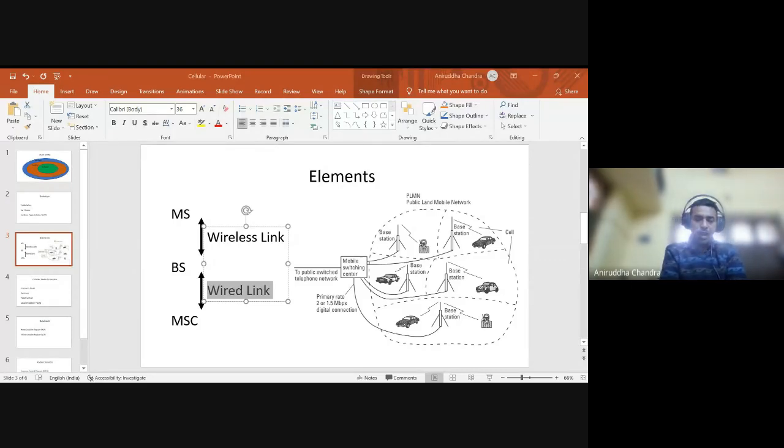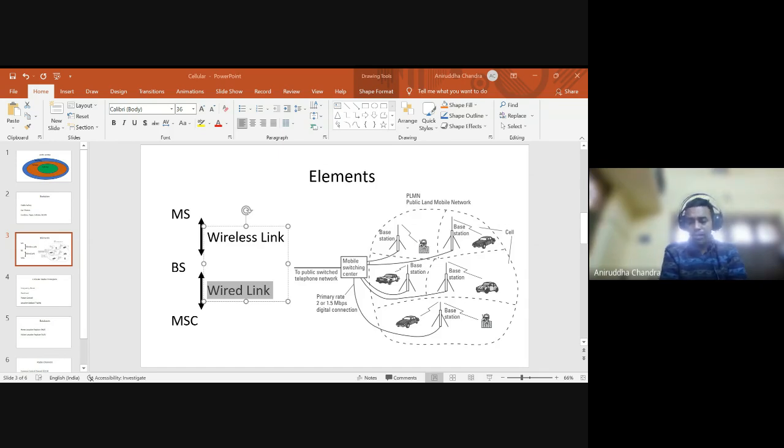But sometimes, as I said, in coastal areas or in hilly areas, you can also have a wireless link between a base station and a mobile switching center, and it can be microwave as well. So that's all from today's class, where we have discussed some basics of cellular radio.